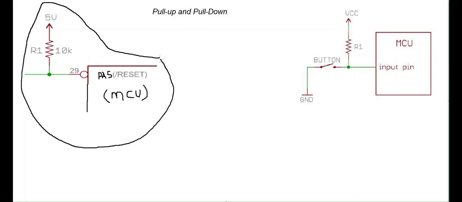Just see these circuits where I have a microcontroller and a pin is connected to 5 volt or it can be 3.3 volt through a resistor, which is called a pull up. What is pull down then? So some other pins can be connected to ground through a resistor, which is called pull down.